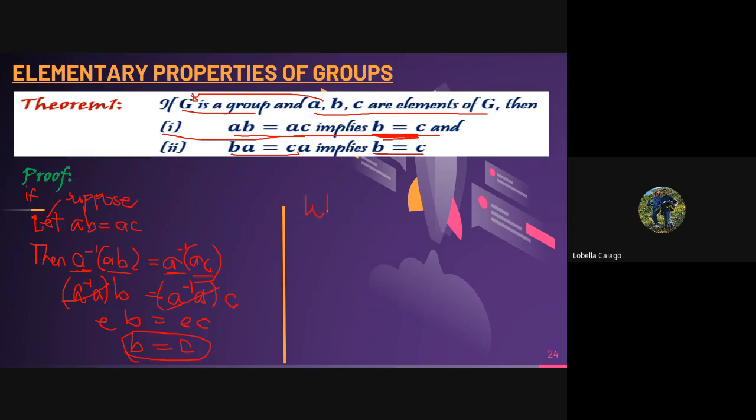So, sabihin natin, let BA equals to CA. So, therefore, or then, so may inverse. So, kailangan ko tanggalin yung A. So, yung A inverse na naman ang lalagay ko dyan. Tapos, since it is a group, associative po siya. Since it is a group, one is equivalent to the identity. Then, pwede na natin tanggalin si identity. Ayan. Yan po ang pag-solve or pag-prove.